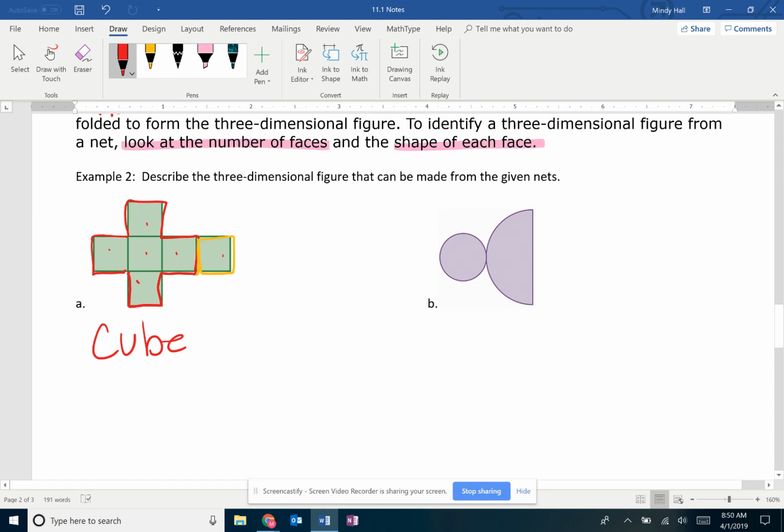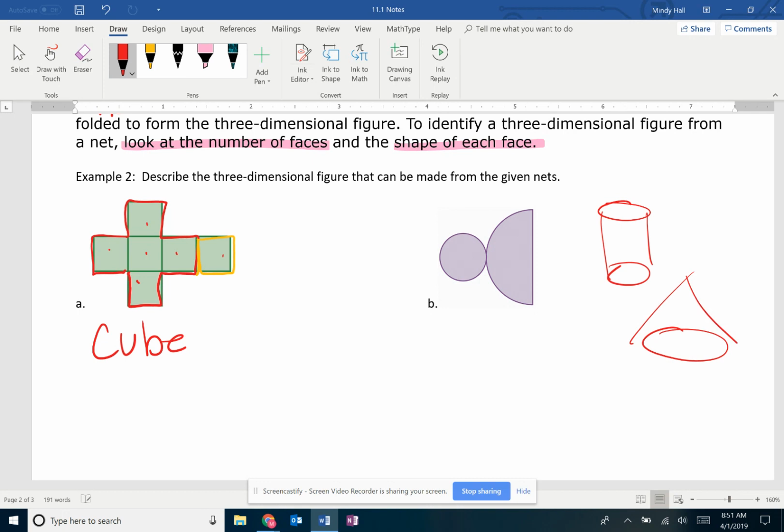So then for this one, we notice that we have a circle, and then we have this weird like half circle thing. So then if you think about the shapes that we know about that have circles, we either have a cylinder, or remember a cylinder has 2 of those bases, or a cone. Well, we don't have 2 circles to pick from, so we know it's not a cylinder, so then we are left with a cone.